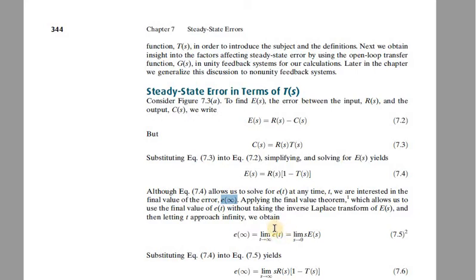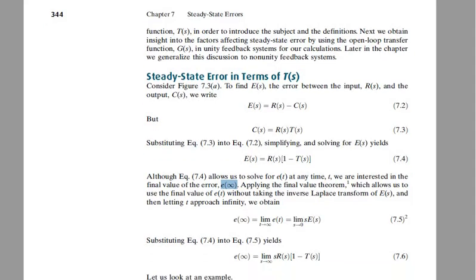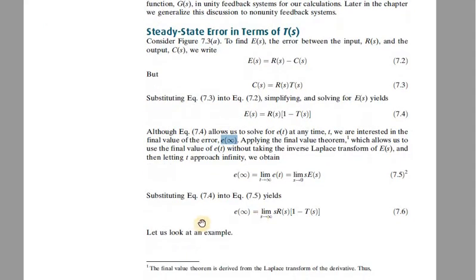Instead of calculating the time response, we directly apply the theorem on equation 7.4 as the limit as s tends to 0 of s times E of s. When we plug in the value of E of s in this relation, E of infinity becomes the limit as s tends to 0 of s times R of s times 1 minus T of s. This way we can easily calculate the steady state error. So we can apply the final value theorem.